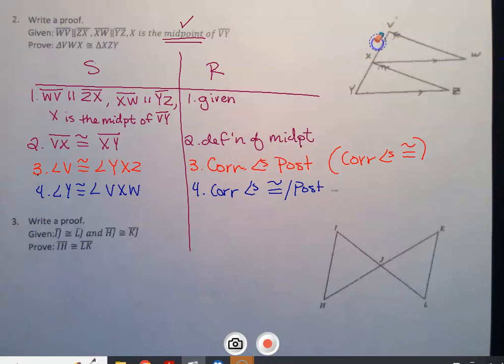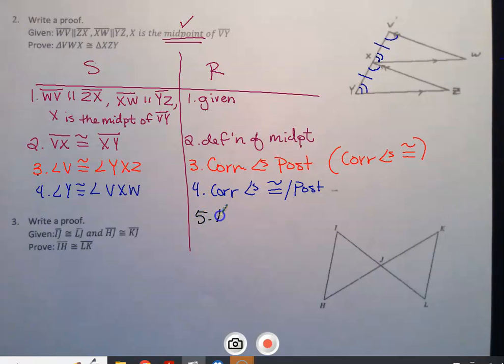So we proved that these sides were congruent. We proved that these angles were congruent, and we proved that these angles are congruent. So we have an angle, an included side, and an angle. So what have we just done? Angle side angle.